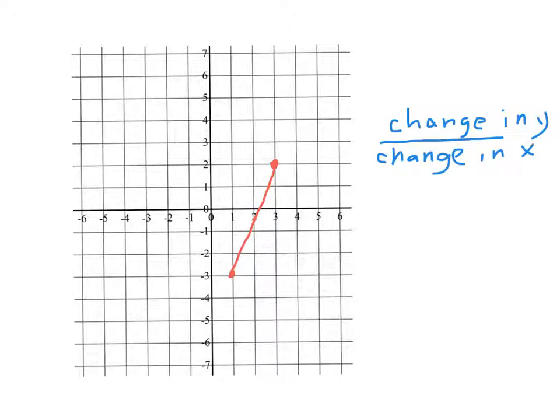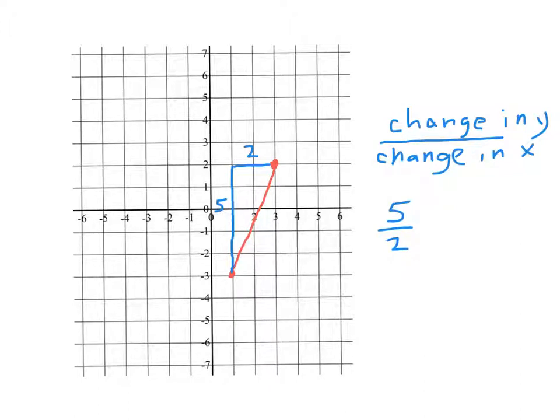So if I want to find out what the change in y is compared to the change in x, I need to start at one point. I'm going to start at the bottom point. I'm going to go up 1, 2, 3, 4, 5. I have to go up 5, and I have to go over 2. So the slope of this line would be 5 over 2, or more commonly known as 5/2.